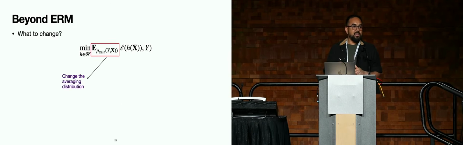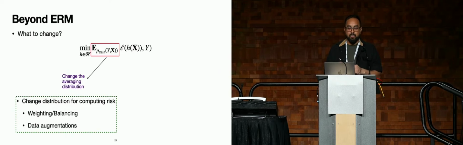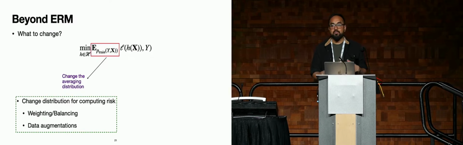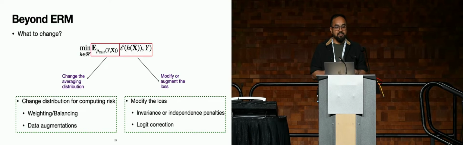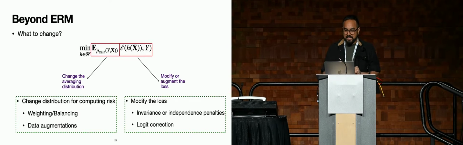So we'll focus on the other two ways to modify this objective. To modify the distribution with respect to which we're averaging, we can look at techniques like weighting or balancing, or we can modify the inputs via data augmentations. And to modify the loss function, we can look at invariance or independence penalties, or modify how the model is used in the loss function. I will talk about a few of these techniques in the coming slides.